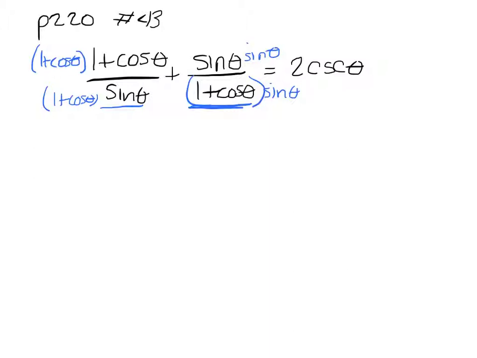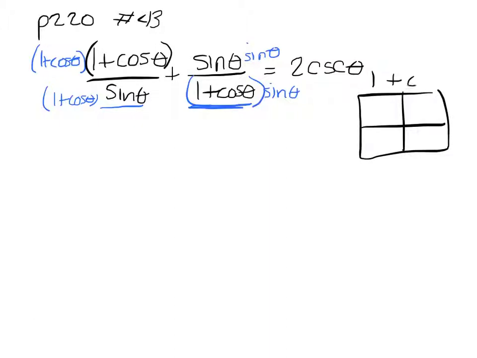Okay, so we have to take 1 plus cosine times 1 plus cosine. This is a box, people. Whenever you have two bubbles that have pluses or minuses in there, you need to box this out. So I'm just going to do that over here. I have 1 plus cosine and 1 plus cosine. So 1 and 1 make 1. Then we have cosine, and then cosine here, and cosine squared here.